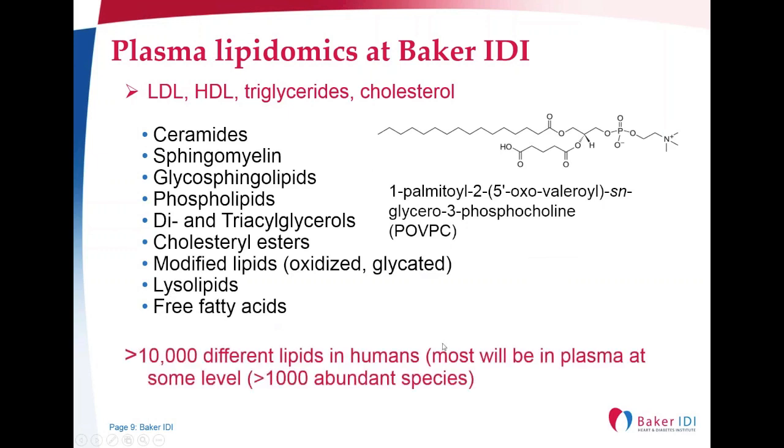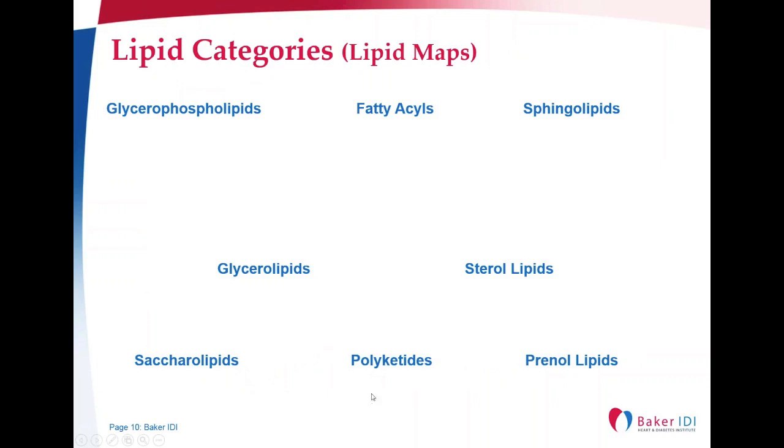So there are many thousands of different lipids in humans, and in fact most of these will be present in plasma at some level. Of course, whether they're abundant enough to be detected with current methodology remains to be determined for many of them, but our estimates are certainly that there are more than 1,000 lipid species that we could fairly readily detect with current methodology. And so our approach has been to not necessarily measure all of these, but to get a representative profile of these relatively abundant species in human plasma. And our platform has been working towards that end over the last few years.